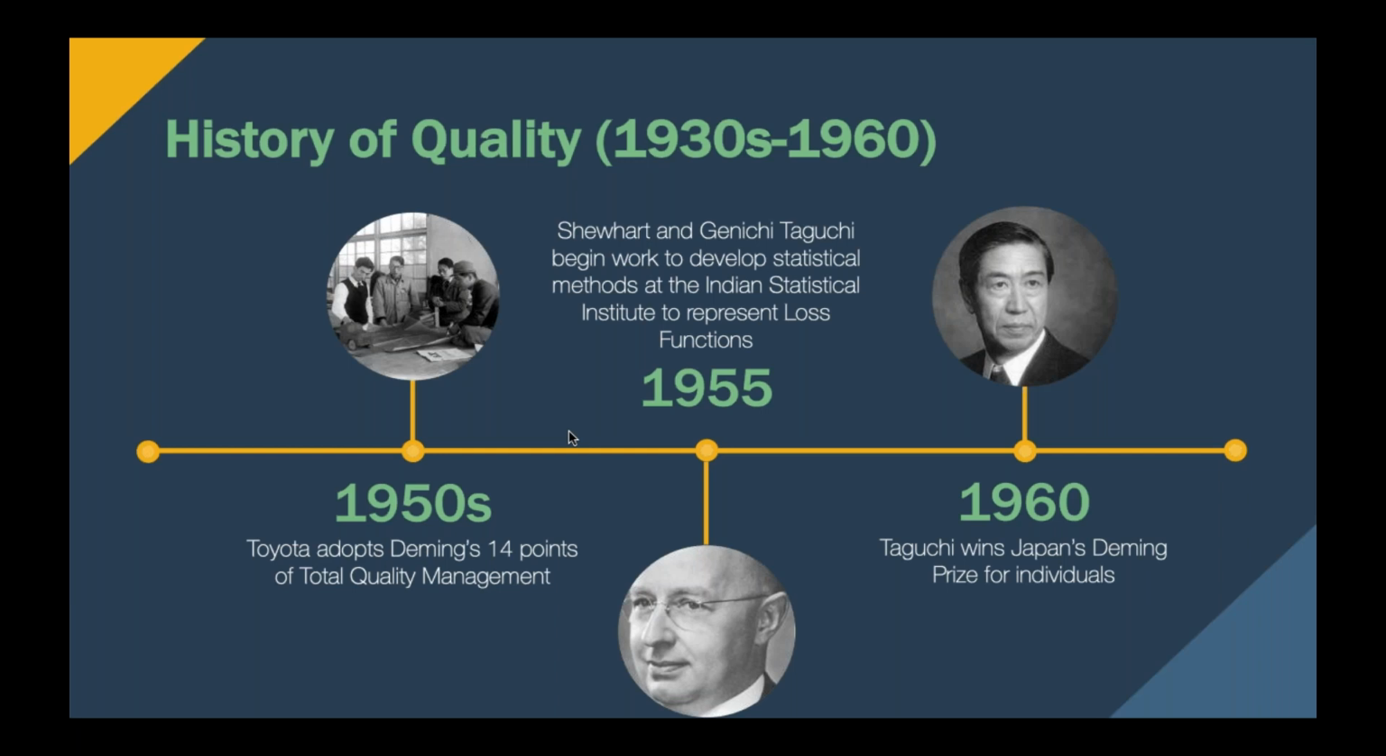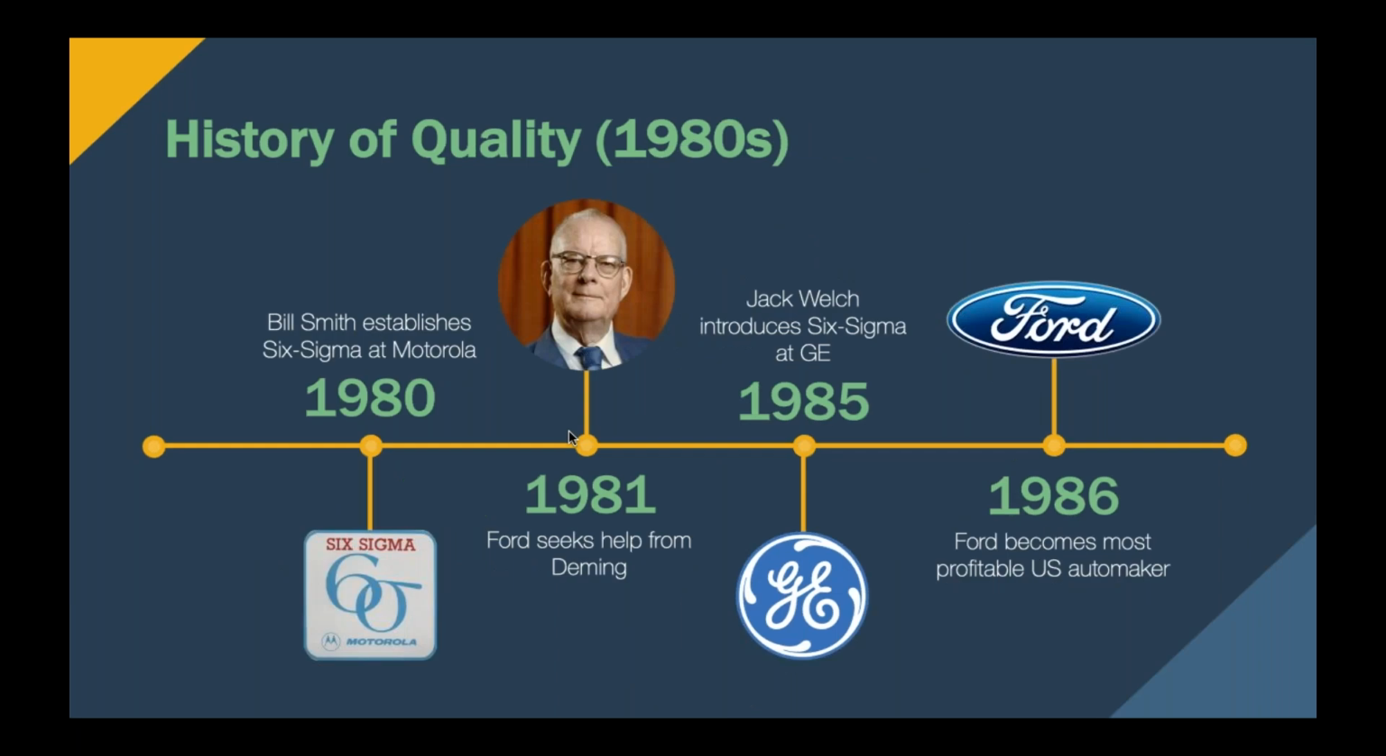In 1955, Shewhart and a gentleman named Taguchi began to work on statistical methods to represent loss functions, or ways to quantify deviance from compliance. And then in 1960, which was only a few years after Deming got to Japan, Taguchi won a Deming Prize for individuals, to just show how much the Japanese management philosophies adopted and internalized this Deming process.